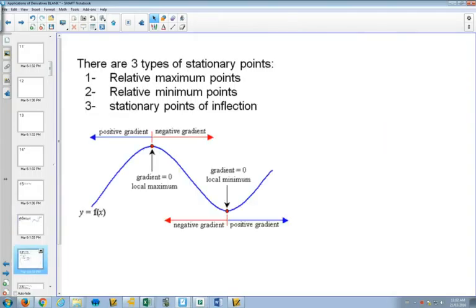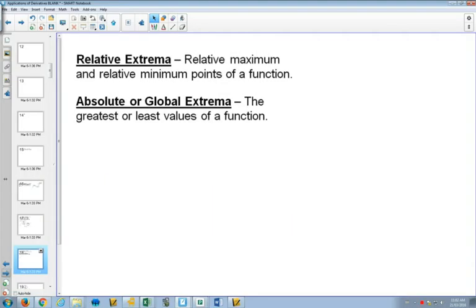So those are the three times that when you take the derivative and make it equal to 0, that's one of three possibilities that could happen. Now, in order to tell which kind they are, we'll get to our first and second derivative test.